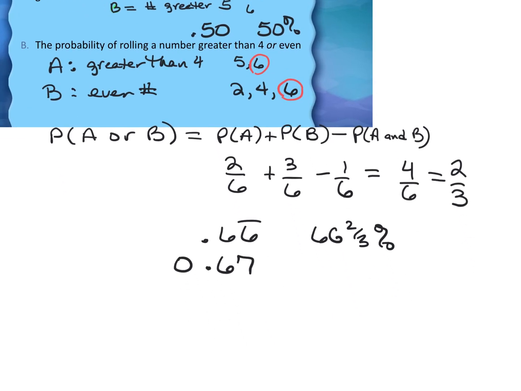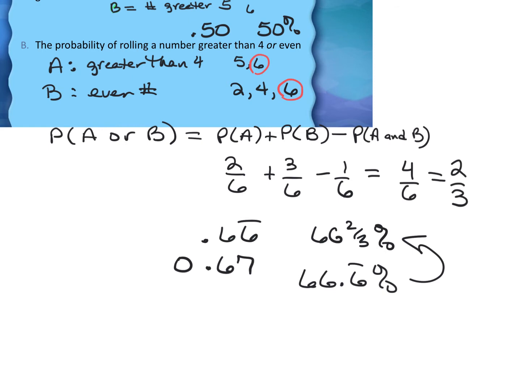Generally, they'll turn 2/3 into 66 2/3. Sometimes you might see it as this, but generally 2/3 will be written as 66 2/3. A lot of these we're probably going to just leave them as fractions.